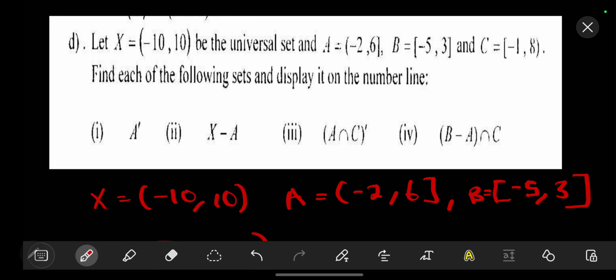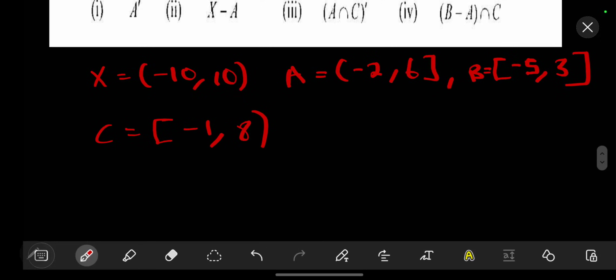So we have our x is equal to -10, 10. Now here we need to be careful. Let this be the universal, meaning to say there is no other number outside the set x. So all these A, B, and C will just be within our x. So we are going to graph them on our one graph.